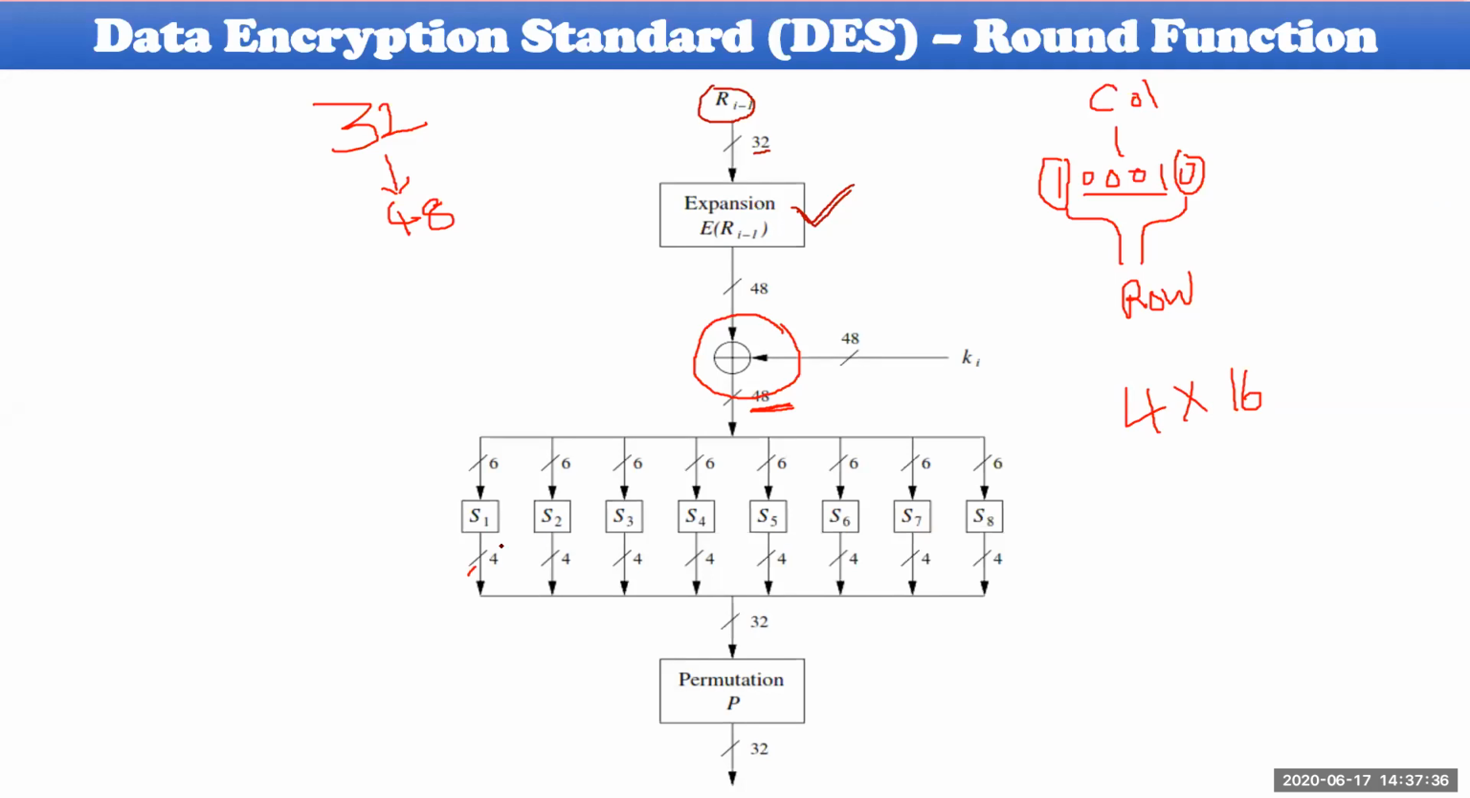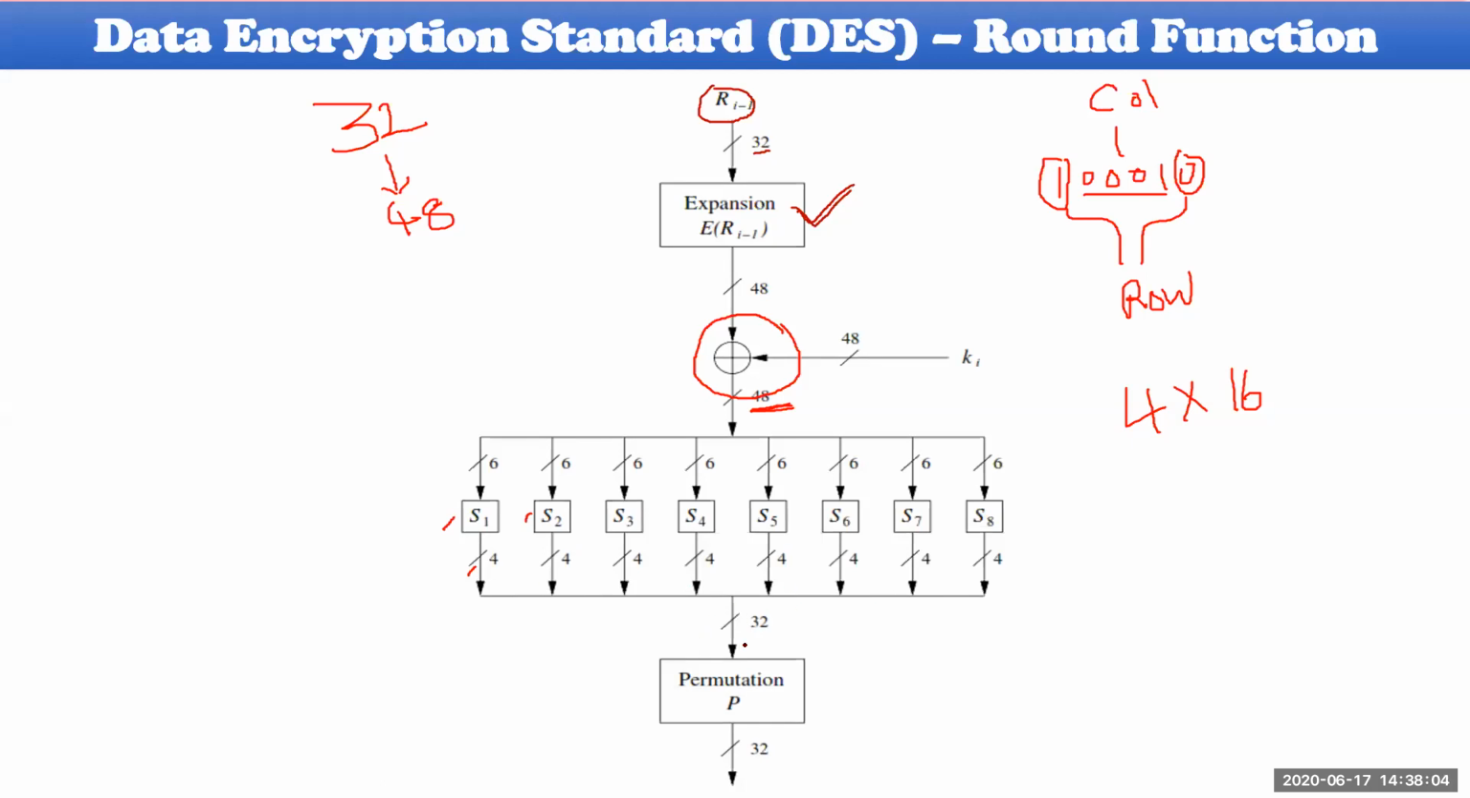So this 48 bits will be further divided into 8 groups of 6 bits, and each 6 bits will be submitted to each position of the S box here. S box 1 will take the first 6, the next 6 will go to S box 2, and so on and so forth. Each S box will reduce 6 bits to 4. So 8 times 4 is 32 again.